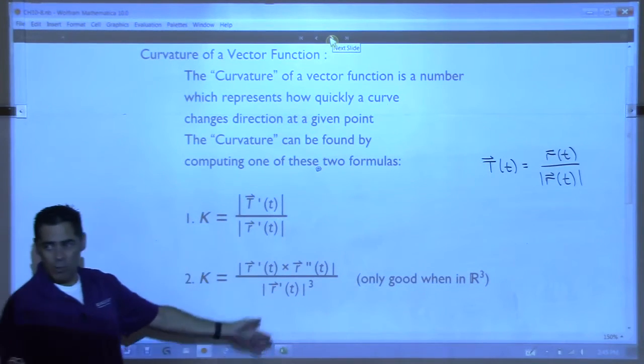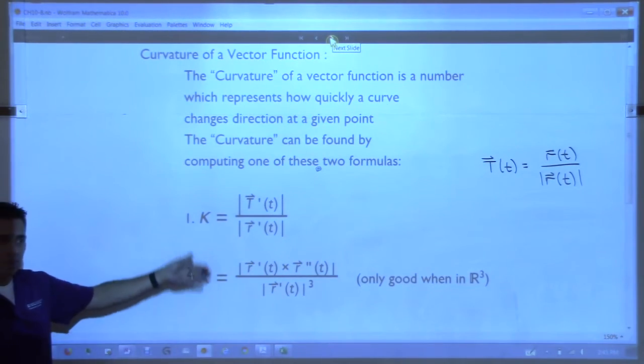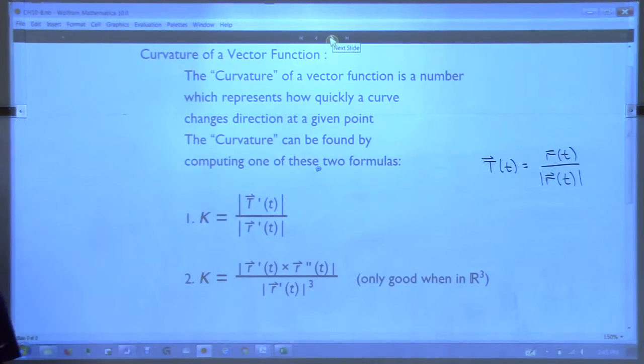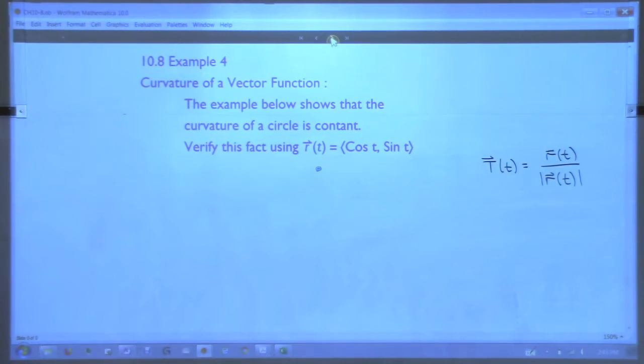Which formula you use is up to you, but we'll see in the next example that sometimes one formula is better than the other. So let's do an example of this. Should I write those down on the side? I'll just refer back to them if we need them.